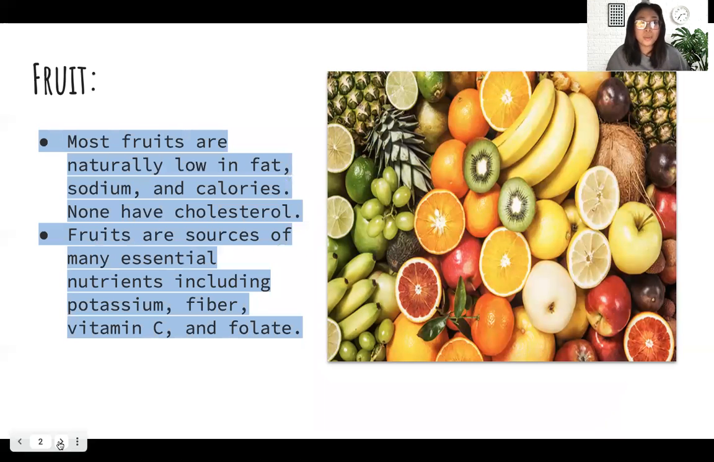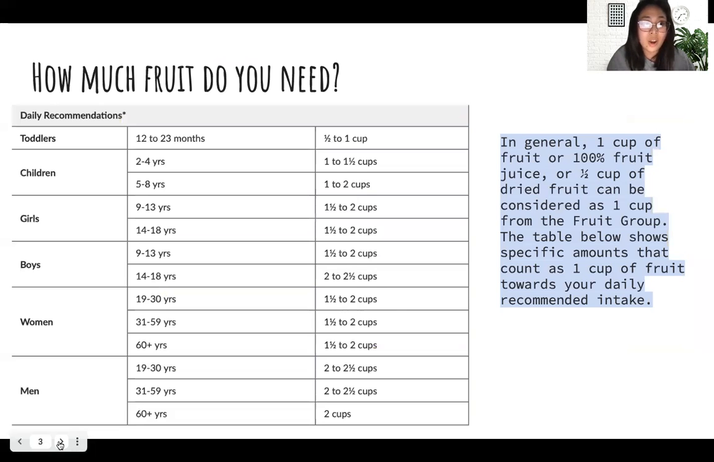Okay, so first we're gonna talk about fruits. Most fruits are naturally low in fat, sodium, and calories, and none have cholesterol. Fruits are sources of many essential nutrients such as potassium, fiber, vitamin C, and folate. And for our next slide, here's the table of how much fruit you need.